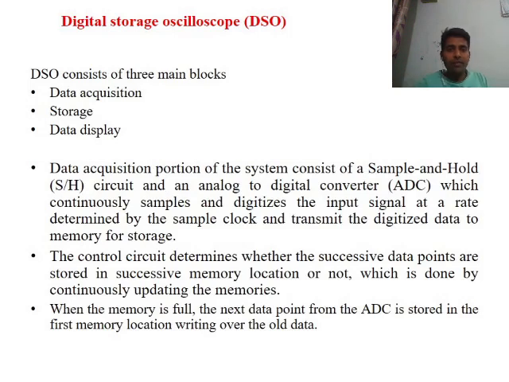What are the major blocks of DSO? The major blocks are data acquisition, storage, and data display. The data acquisition part consists of the sample and hold circuit, which converts the given analog inputs into samples. Then we have the ADC, the analog to digital converter, which converts the samples from the sample and hold circuit into digital format. Then we have storage. Whatever signals are converted to digital format by the ADC are temporarily stored in volatile memory, as long as the power supply is given to the DSO.